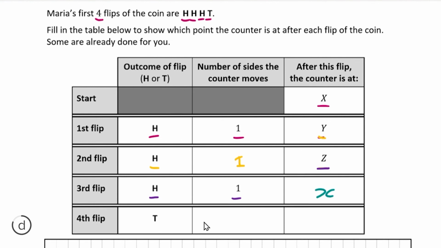And now looking at our fourth flip, she got a tail. And if we remember, a tail means she moves two sides along the triangle. So that is what we fill into that box. And so we were already at X. So we're moving two. So we're going from X to Y. So that's one. And then from Y to Z, which is 2. So that means our answer for this last box is going to be Z. So that's the question complete.